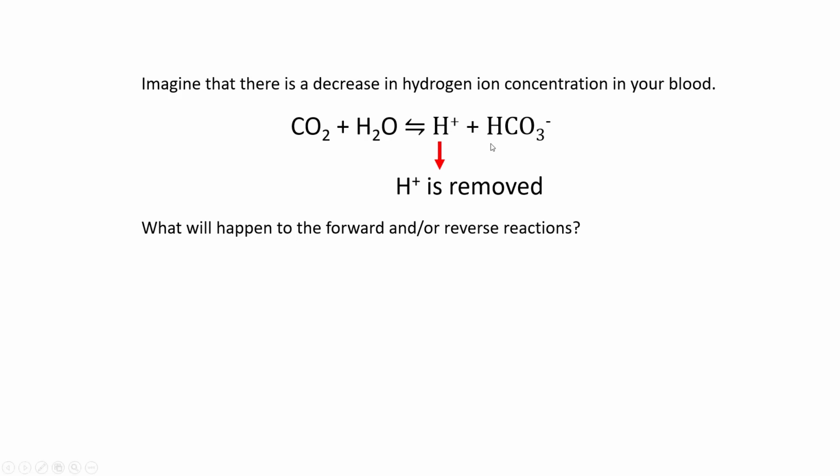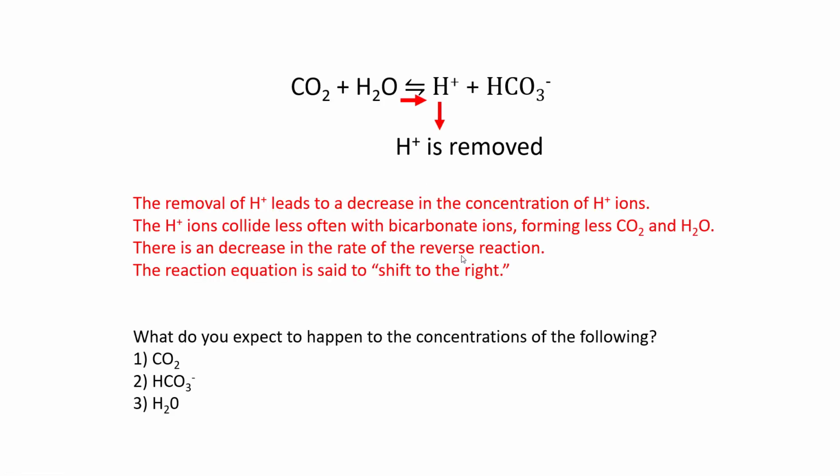Imagine that there's a decrease in hydrogen ion concentration in your blood. So hydrogen ion is removed. What will happen to forward and reverse reactions? Go ahead and pause it again if you want to think about this and answer. If H plus is removed, then we'd expect that the hydrogen ions will collide less often with the bicarbonate ions, forming less CO2 and water. And so you'd have a relative increase in the forward reaction rate compared to the backward reaction rate.